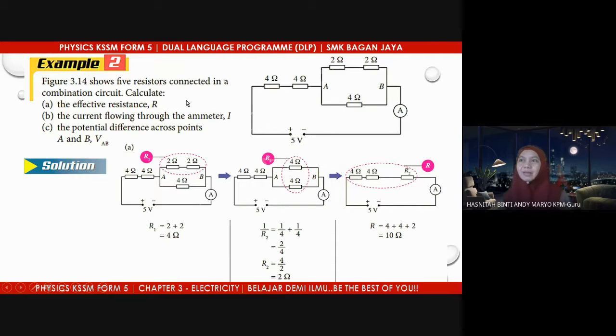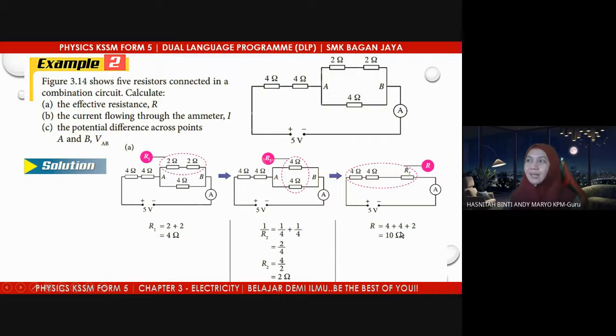So find effective resistance, find the current flow through the ammeter, find the potential difference. Every time we solve the parallel pair first. So this one you look at A. We find first this one, 2 plus 2 is 4. So we have 4 and 4 in parallel. If you find the total here will be 2. So 2 plus 4 later will give you 10. So the total effective resistance in this circuit is 10 ohm.